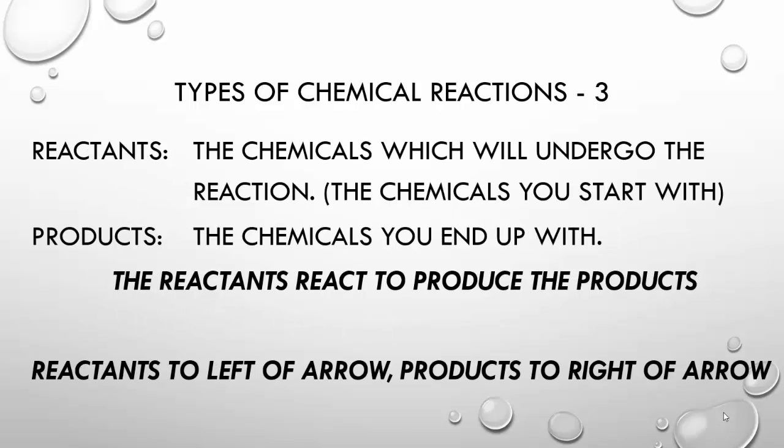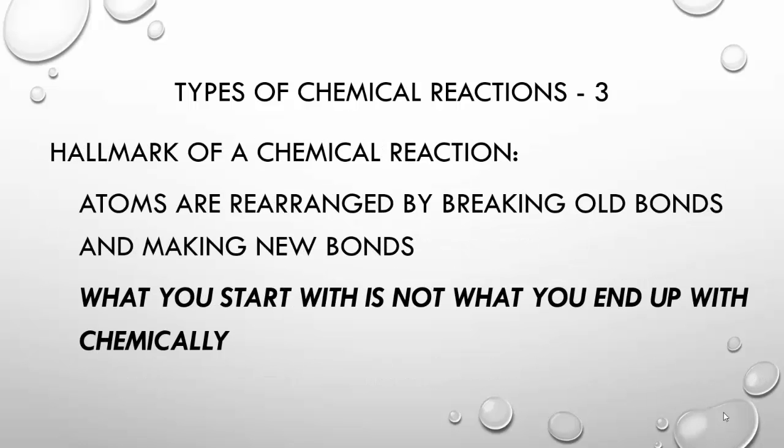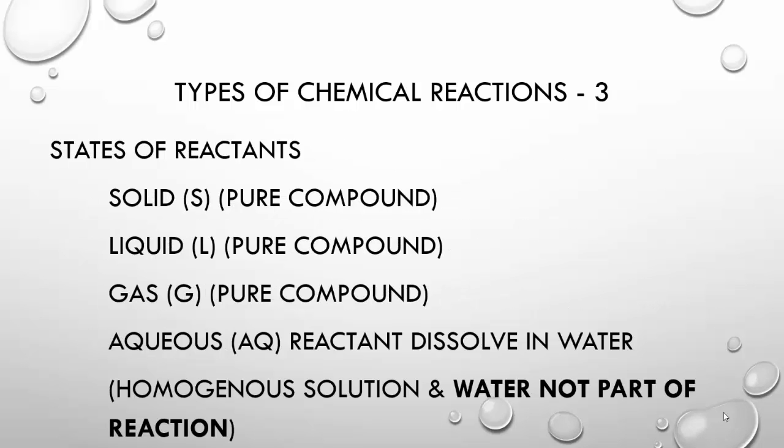You know what the reactants are, you know what the products are. Remember the reactants, which are to the left of the arrow, react to produce the products, and the products are to the right of the arrow. The hallmark of a chemical reaction is what you start with is not what you end up with. The atoms must break bonds and rearrange to make new bonds. Four possible states: solid, liquid, gas, and aqueous. Remember, aqueous is when the reactant dissolves in the water. It's a homogeneous solution, but water is not part of the reaction.